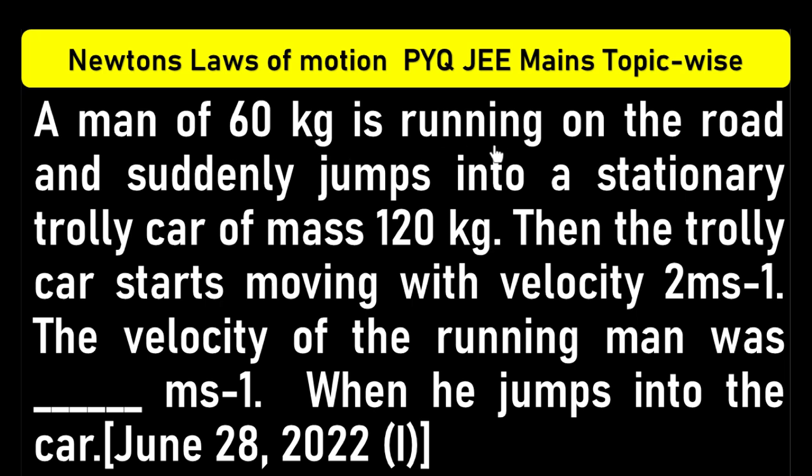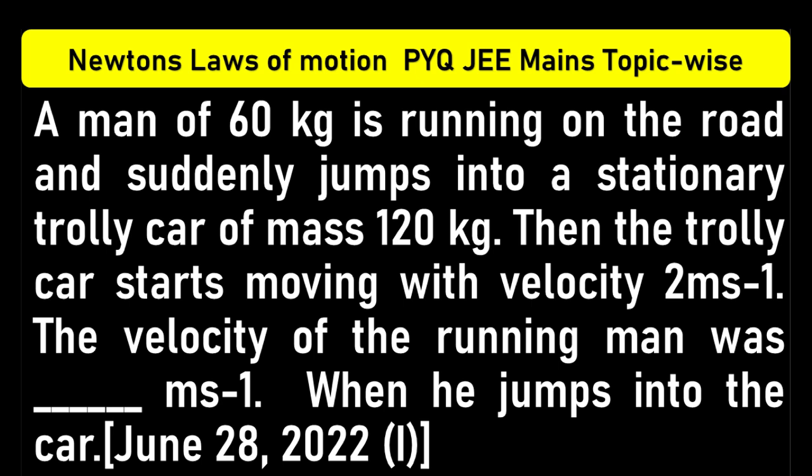A man of 60 kilogram is running on the road and suddenly jumps into a stationary trolley car of mass 120 kilogram. Then the trolley car starts moving with the velocity 2 meter per second. The velocity of the running man was, when he jumps into the car.